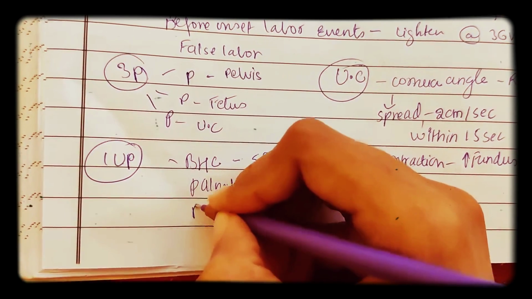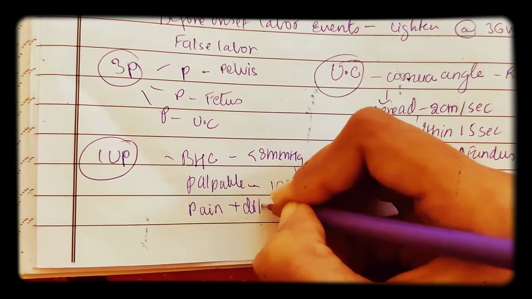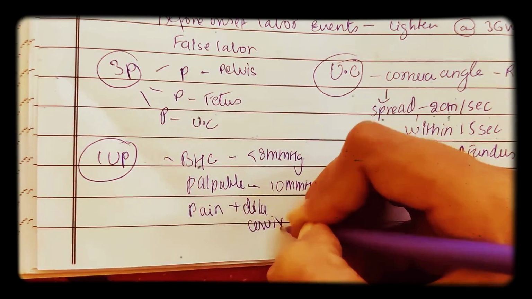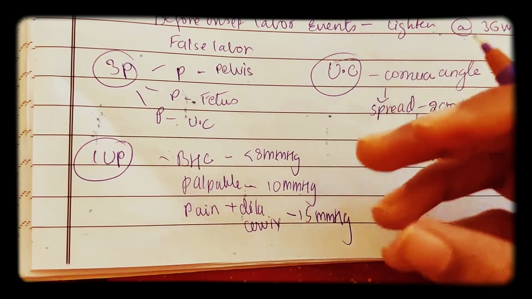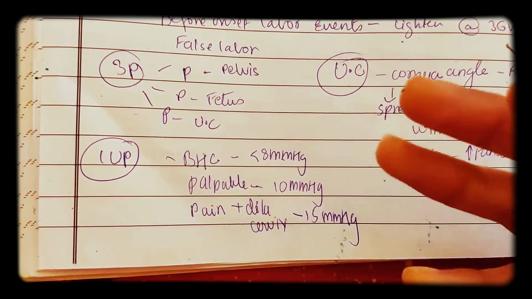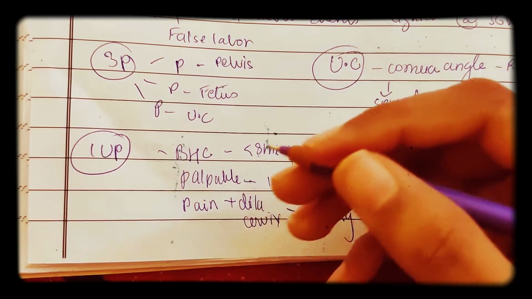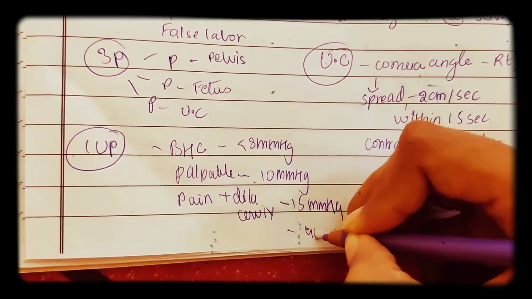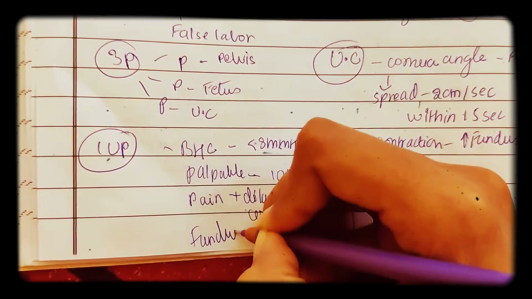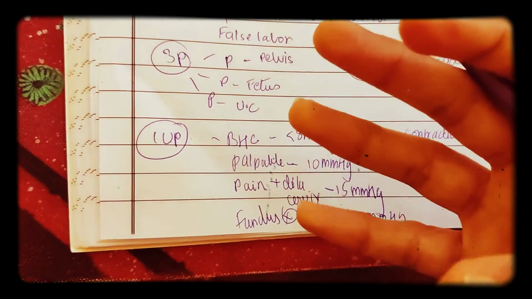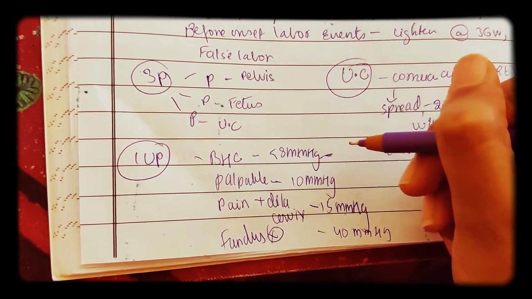Next the contractions become painful, you can feel the pain, and the cervix also gets dilated. That is when it is 15. As the power of contraction increases, the pressure, pain, and dilation all increase. The fundus cannot be identified by 40 millimeters of mercury, which means that many contractions are coming. So first less than 8 millimeters of mercury, these are the intrauterine pressures.